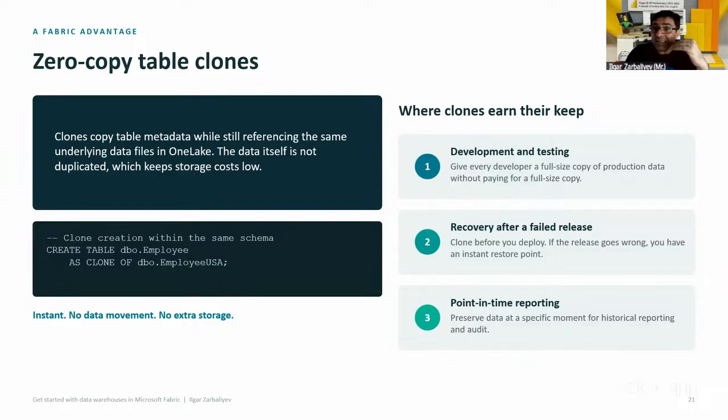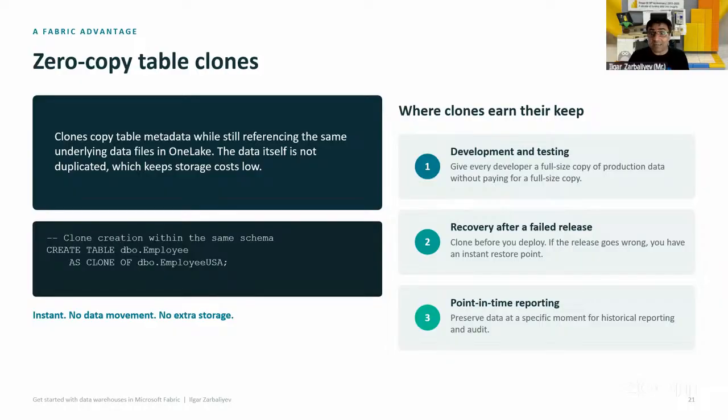Three places where this earns its keep. First, development and testing. You can give every developer on your team a full-size copy of production data to work against without paying for a full-size copy. When they break it, they drop it and clone it. Compare that to the traditional approach of restoring a backup for hours or working against a sampled subset that does not reproduce the bugs you actually have.